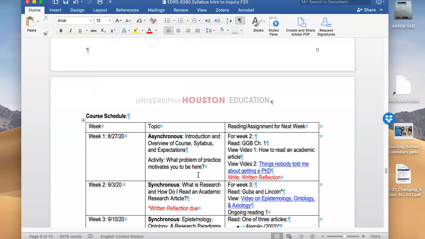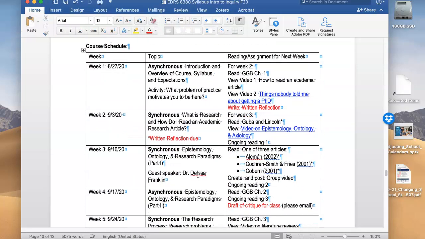And now let's jump into the course schedule. You'll see that I have updated the course schedule so that we see this week we are asynchronous, and next week we will be synchronous. So we'll move that activity to next week. We'll move our introductions to next week. And then we'll have another synchronous session the week after that.